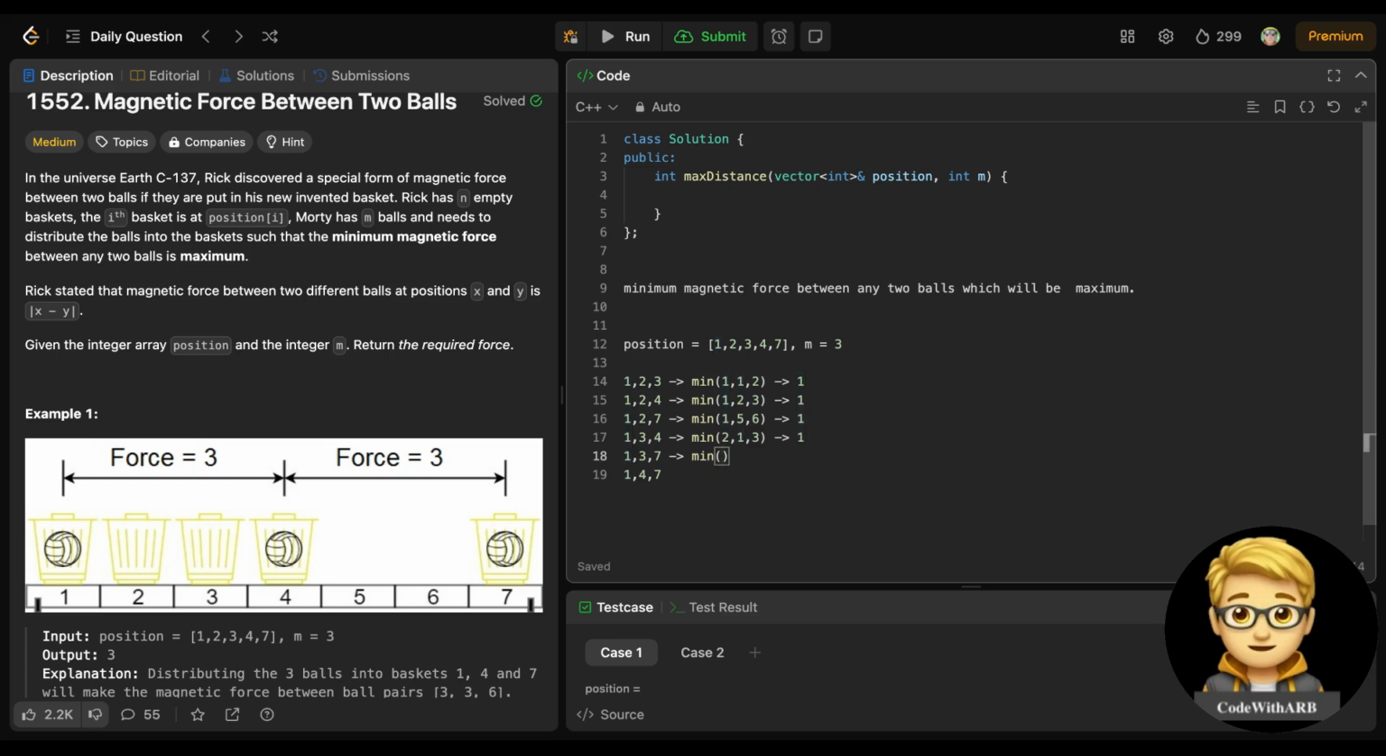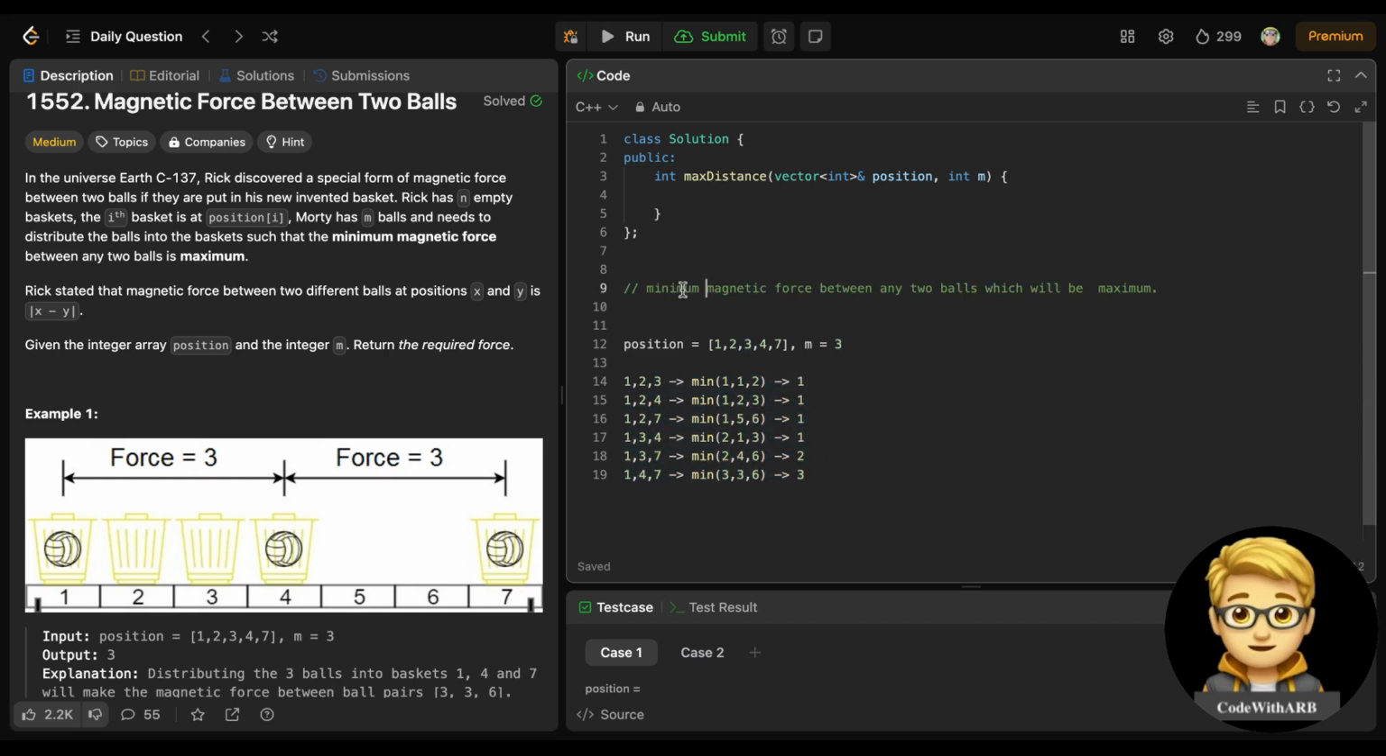Understood. So 1 and 3 is 2, 3 and 7 is 4, and 7 and 1 is 6. So that would be 2. Now the final one here: 1 and 4 is 3, 4 and 7 is 3, and this is 6. So that would be 3. So if you see, between all of this, 1, 1, 1, 2, 3, what is the maximum? 3, right? And which is the minimum of 1, 4, 7? So basically we need to find the minimum magnetic force between any two balls, which will be maximum. That is the meaning of this question.